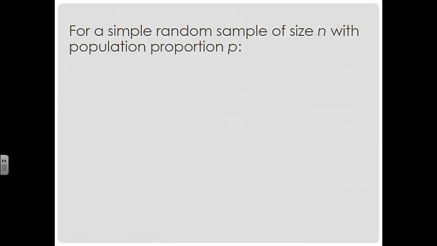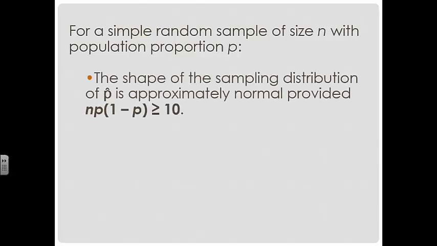So for a simple random sample of size n with population proportion p, we know that the shape of the sampling distribution of p hat is approximately normal as long as when you multiply the sample size and the population proportion together, and then you multiply that by 1 minus that proportion, your number is going to be larger than or equal to 10. Also, we want to make sure that we are not taking a sample size that is larger than 5% of the population, because then we no longer have independence.